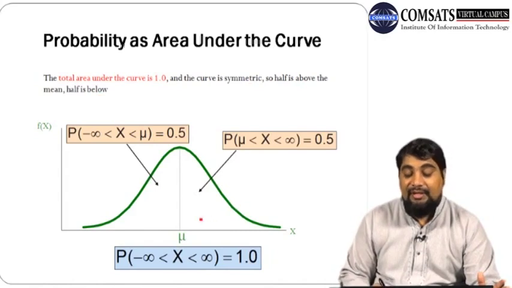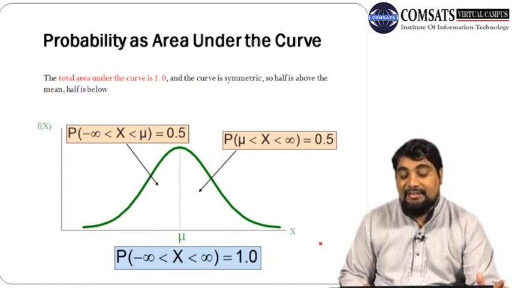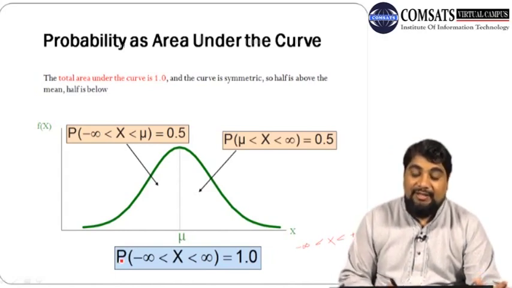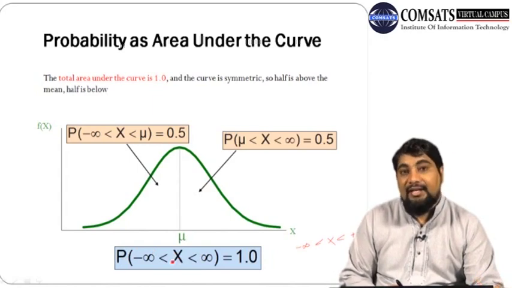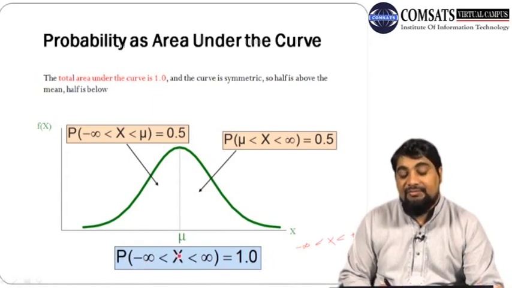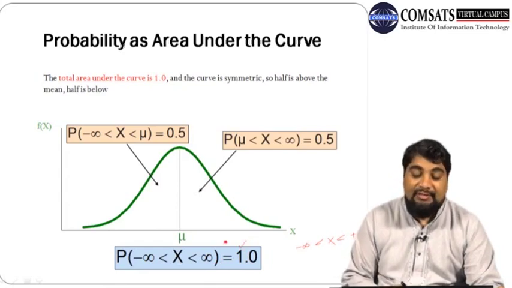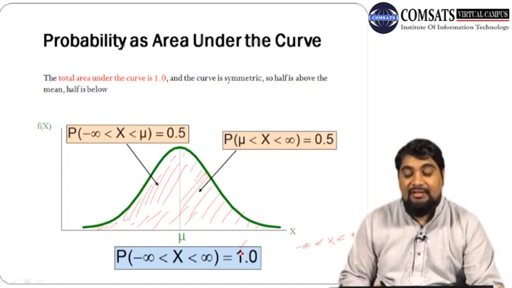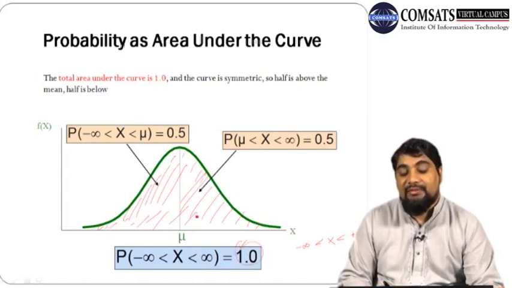So here is the bell-shaped curve. Since we know that x lies between minus infinity and plus infinity, the probability that random variable x lies between minus infinity and plus infinity is equal to 1. In other words, this is giving us the total area under this normal curve, this full area from minus infinity to plus infinity. So this is exactly equal to 1.